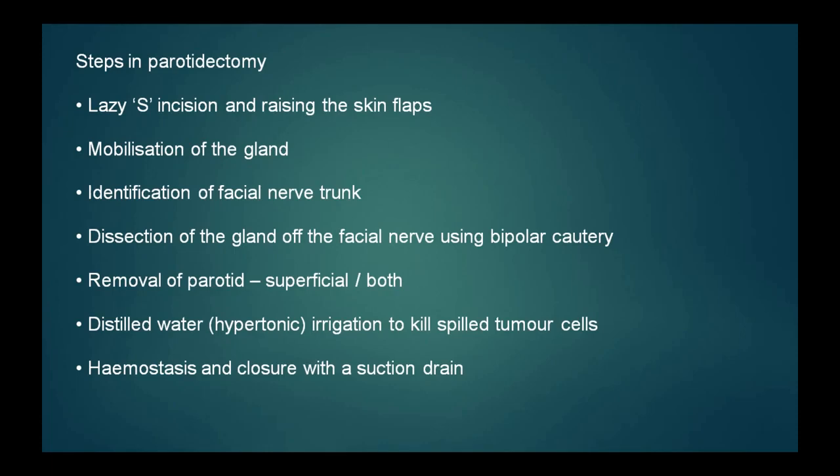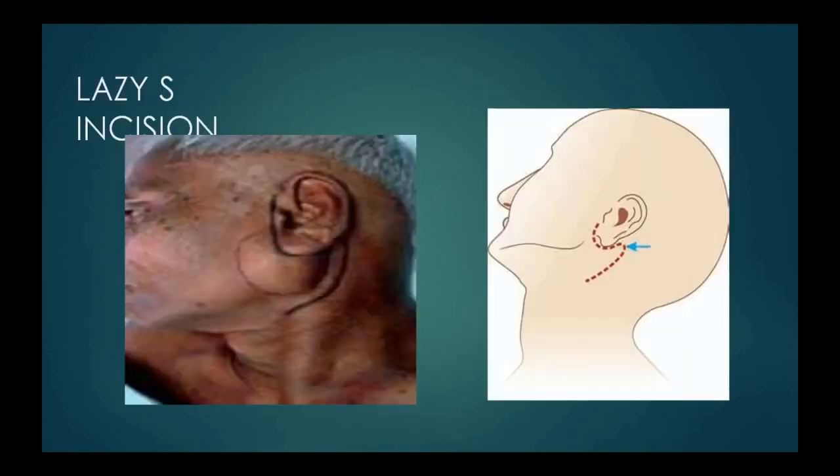The skin incision is a lazy S incision and raising the skin flaps. Then mobilization of the gland. Then identification of the facial nerve trunk. Then dissection of the gland off the facial nerve using bipolar cautery. Then removal of the parotid gland, superficial or both. Then distilled water irrigation to kill spilled tumor cells. Then hemostasis and closure with a suction drain.